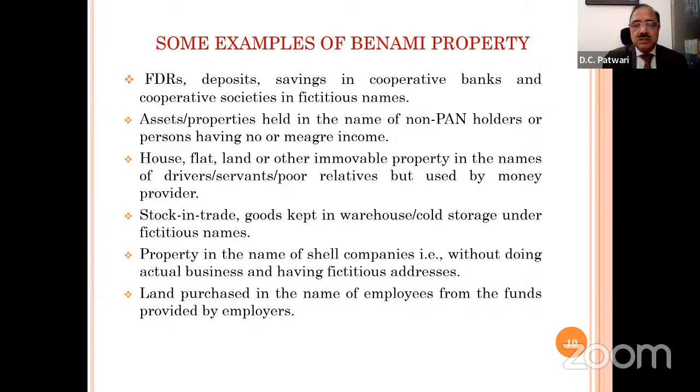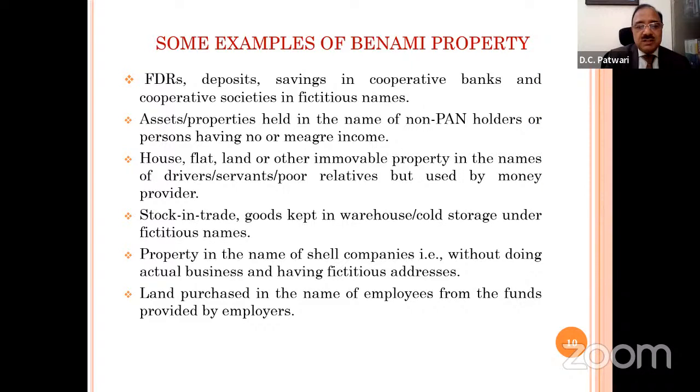Prima facie, this can be a Benami property, but one has to prove it further, because just not having PAN or not having sufficient income will not be conclusive evidence of Benami property. We have to take it to the test we have discussed earlier. Then house, flat, land, or other immovable property in the names of drivers, servants, poor relatives, but used by the money provider. These are clear examples of Benami properties.